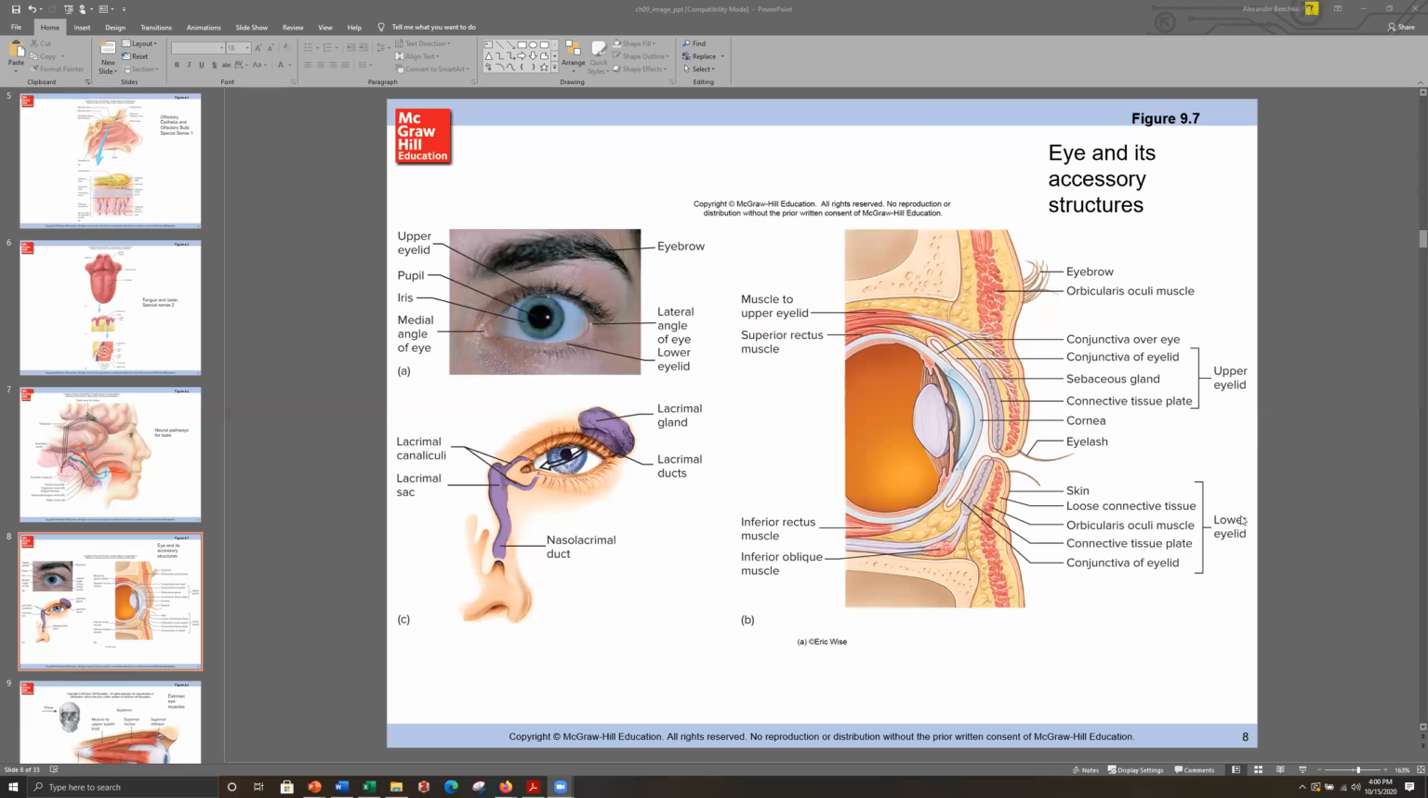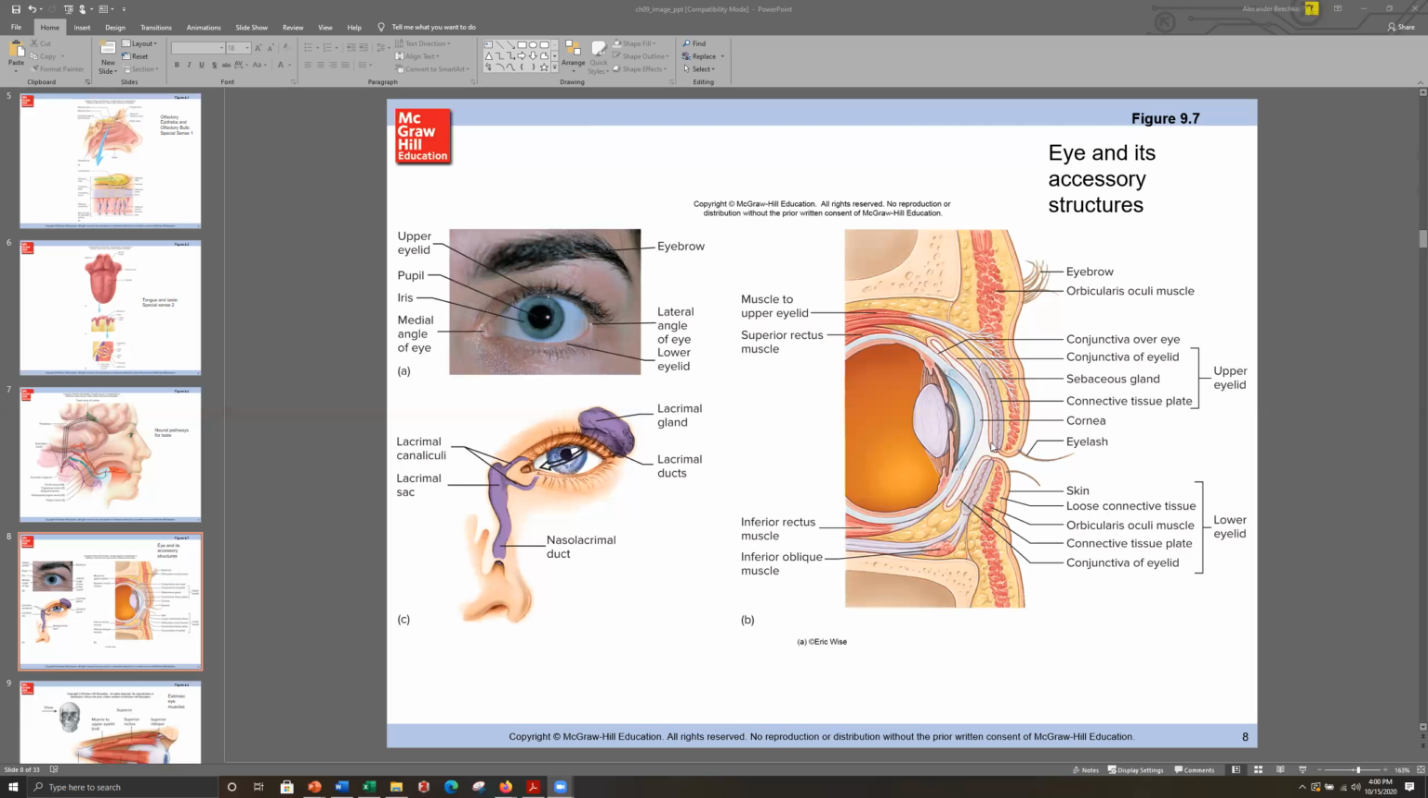All right. With the lower eyelid, skin of the lower eyelid, loose connective tissue just here, orbicularis oculi just there, connective tissue plate along with the conjunctiva of the eyelid just here.